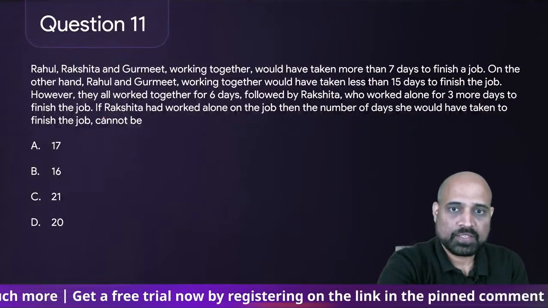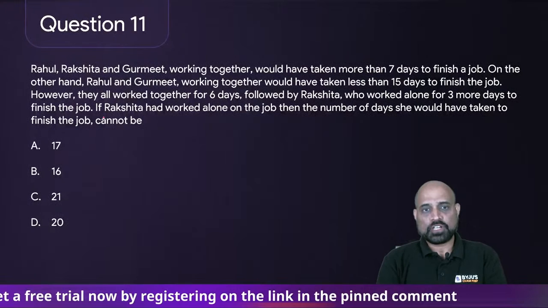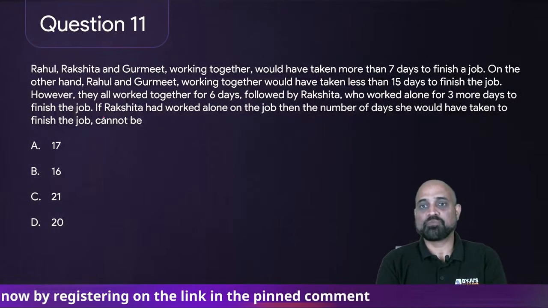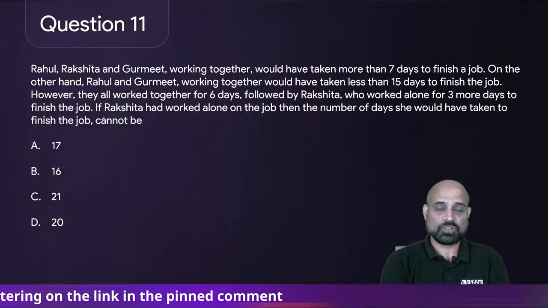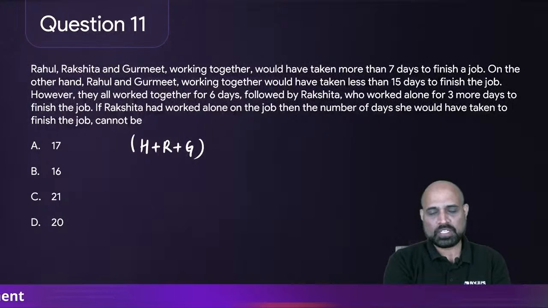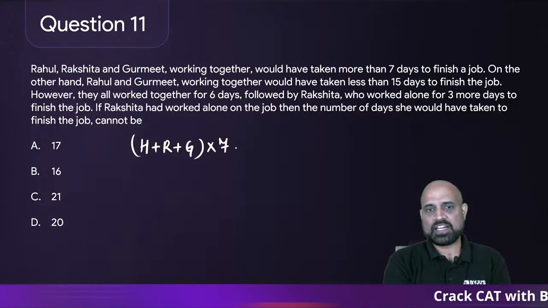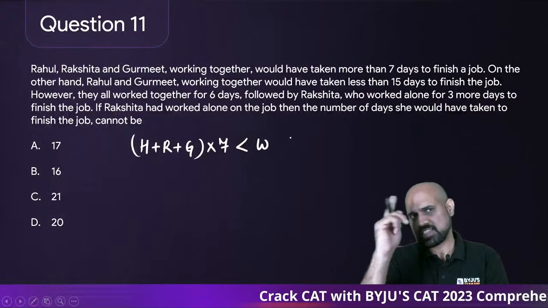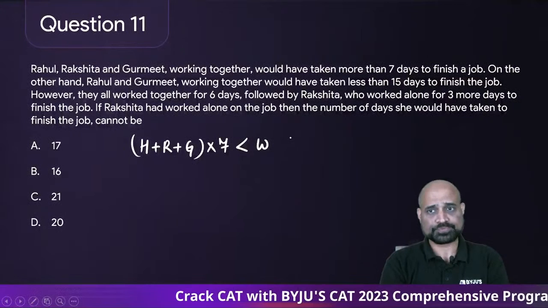Okay, the next question. Rahul, Rakshita and Gurmeet working together would have taken more than 7 days to finish a job. So अपन राहुल को H से denote करते हैं, रक्षिता को R से, Gurmeet. Together they would have taken more than 7 days. So can we say 7 days में they would have finished less than the total work? क्योंकि अगर 7 से ज्यादा लेना है तो 7 में तो कम ही करेंगे.